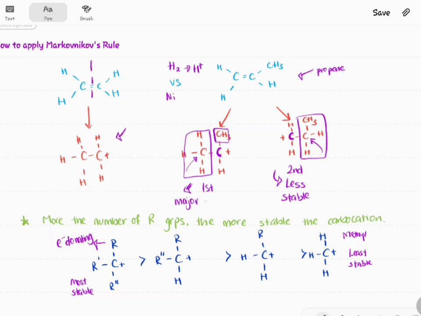I hope you understand this entire rule about Markovnikov's rule.